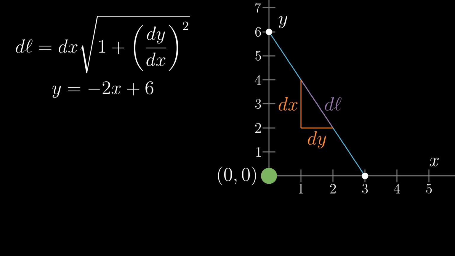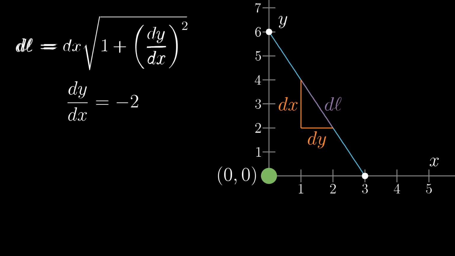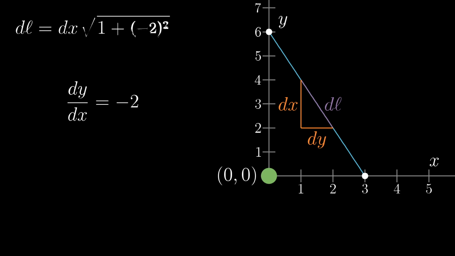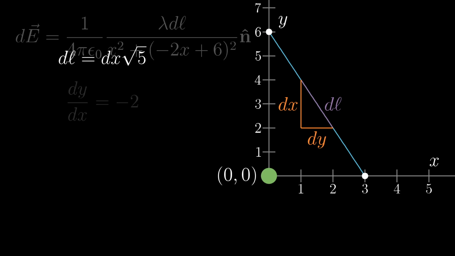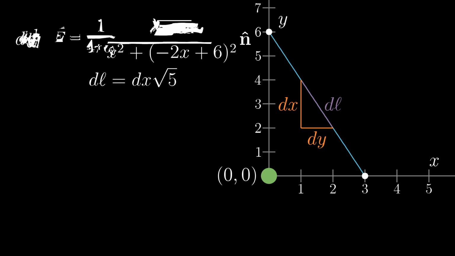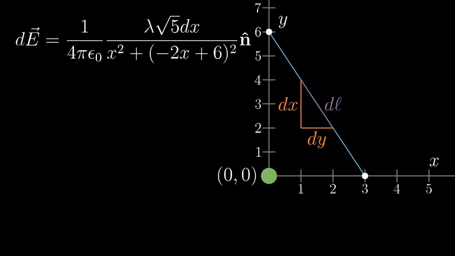Now we know that the derivative of a line equation is just the slope. In this case, m equals negative 2. This means that the derivative of y with respect to x is just negative 2. So plugging this in, we get dl equals dx times the square root of 5. So there we have it, 2 out of the 3 components of the electric field at the origin. Now let's look at the final piece of the puzzle, n hat.